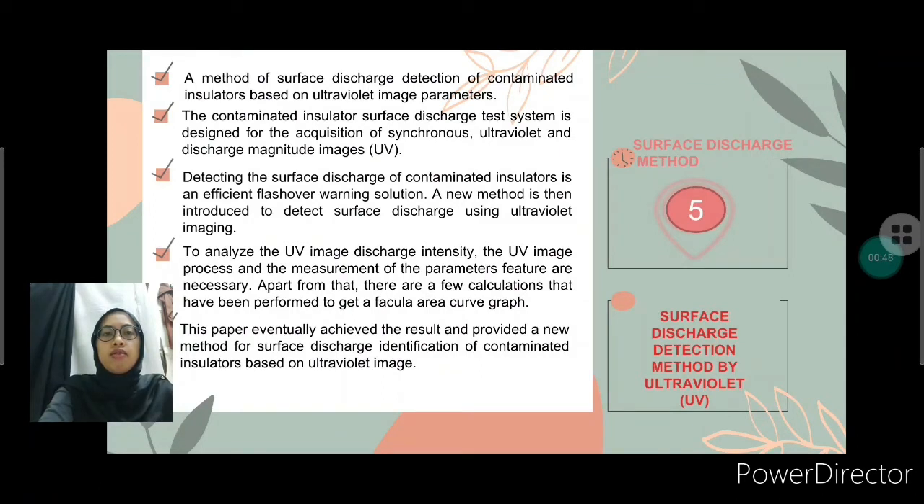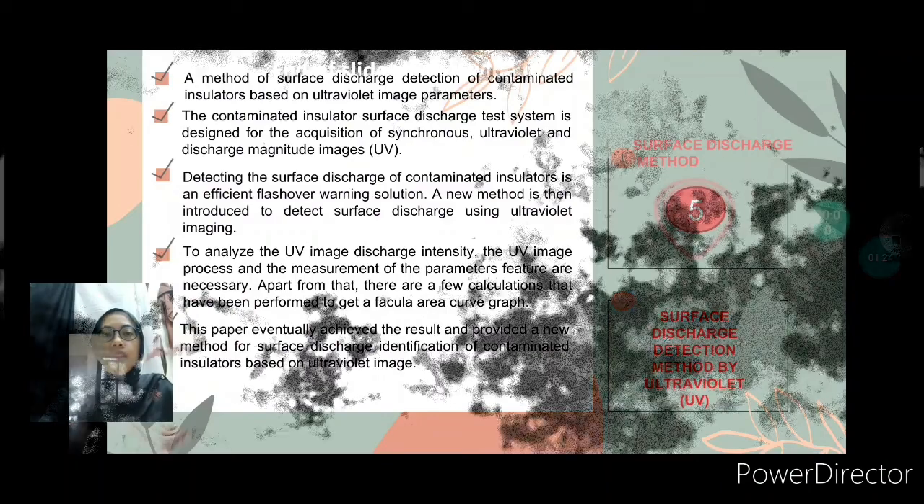To analyze the UV image discharge intensity, UV image processing and measurement of the parameter features are necessary. Apart from that, a few calculations were performed to get a molecular error curve graph. This paper eventually achieved the result and provides a new method for surface discharge identification of contaminated insulators based on ultraviolet images.